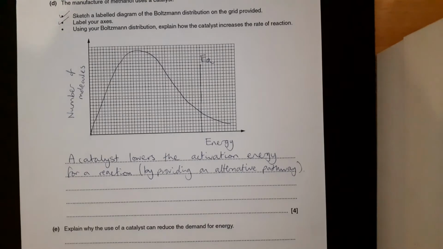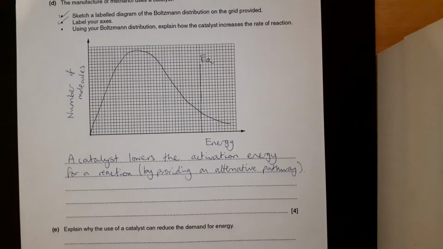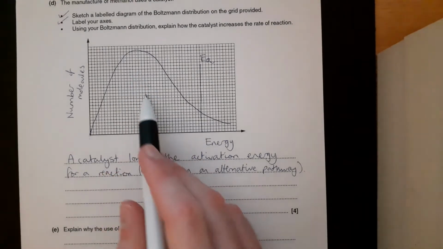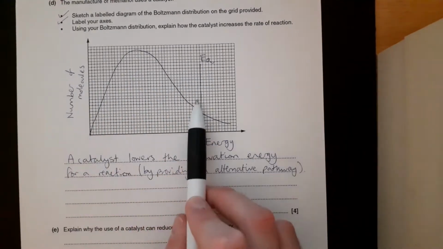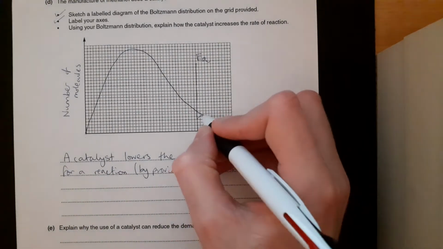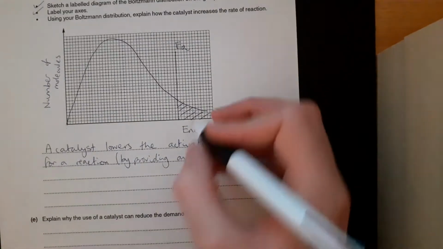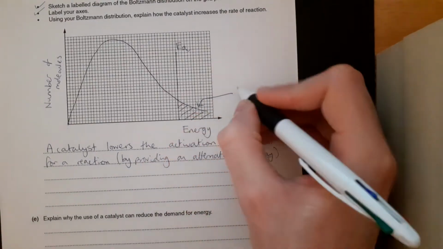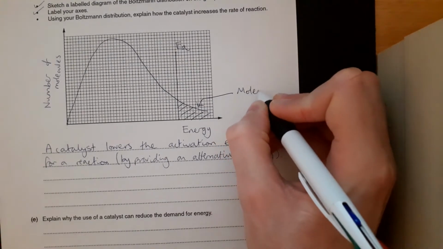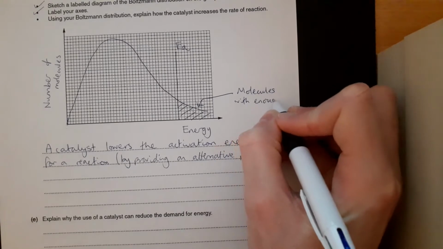Right, what's the significance of that? Well, if that's the activation energy, that's the minimum amount of energy needed to start the reaction. So what that's showing me is that all of these molecules to the left of that don't have enough energy to react, right? It's only these molecules here that have enough energy to react. Okay, we could label that. That would be good. Okay, so this is molecules with enough energy to react.